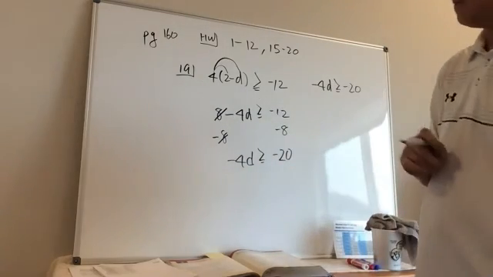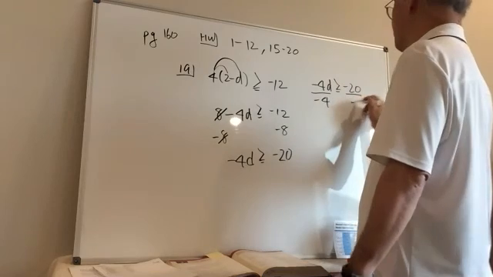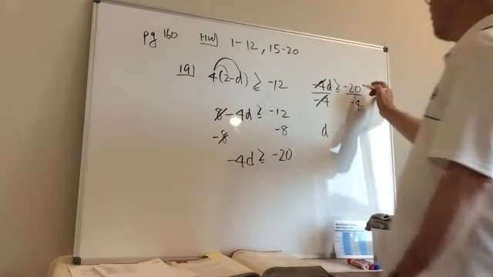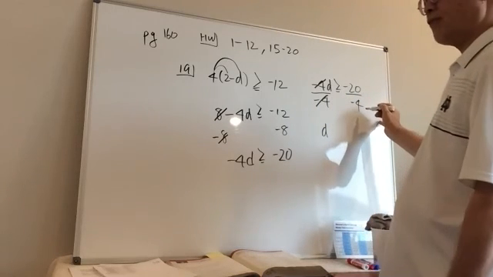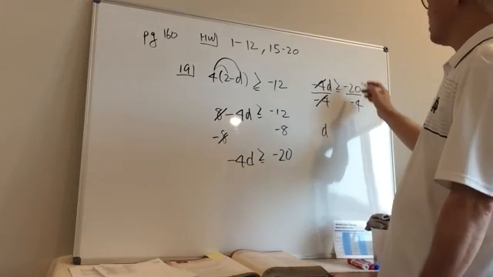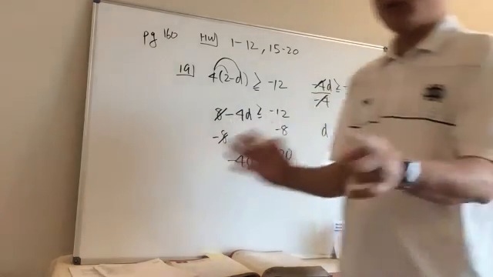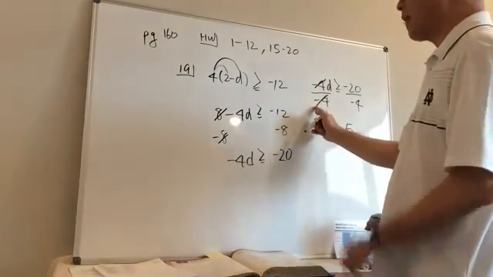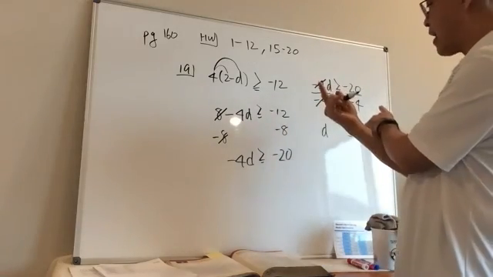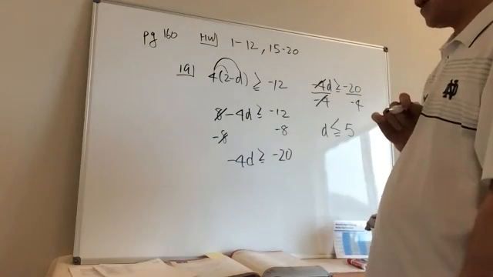So what's the next step? Divide by negative 4. So the negative 4 goes away and I have D on this side. On this side, I have negative 20 divided by negative 4, which is going to be a positive number, right? 20 divided by 4 is 5. Now this is where you do the magic, because you've divided by a negative number, so this has to be switched around. So now it's going to look like this. Okay, everybody follow that?